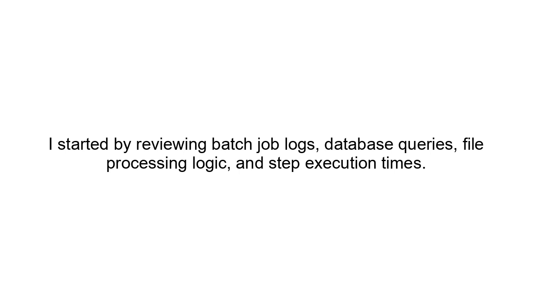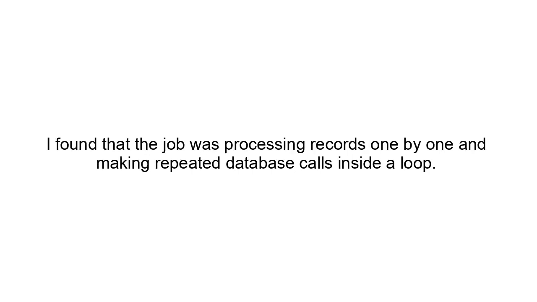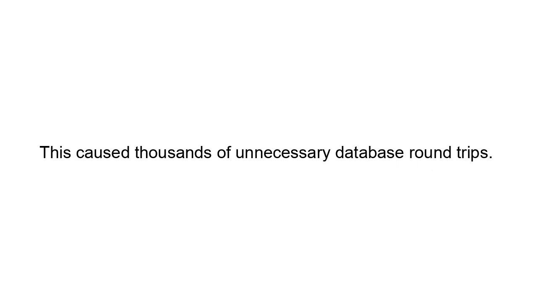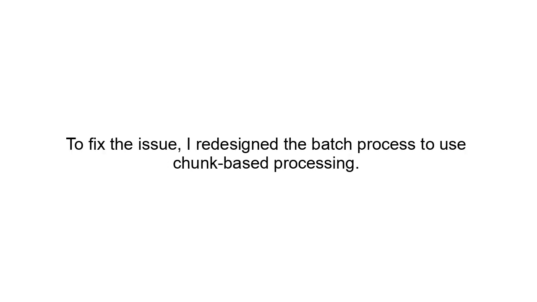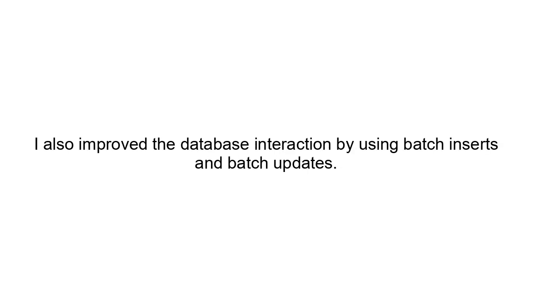Action: I started by reviewing batch job logs, database queries, file processing logic, and step execution times. I found that the job was processing records one by one and making repeated database calls inside a loop. This caused thousands of unnecessary database round trips. To fix the issue, I redesigned the batch process to use chunk-based processing. I also improved the database interaction by using batch inserts and batch updates.